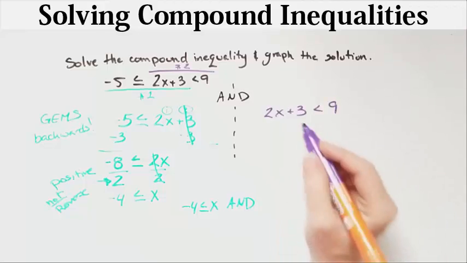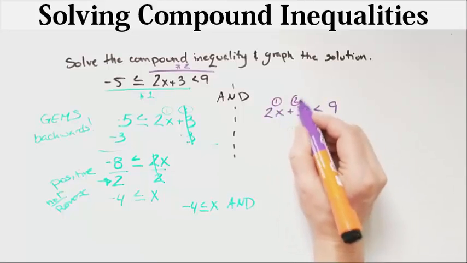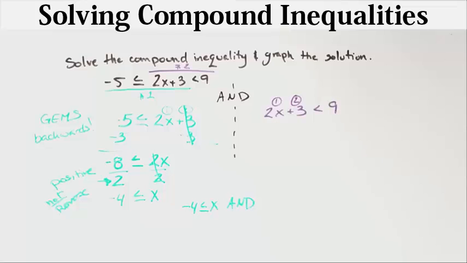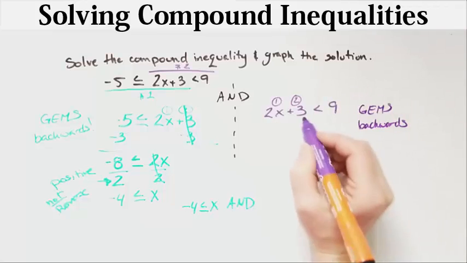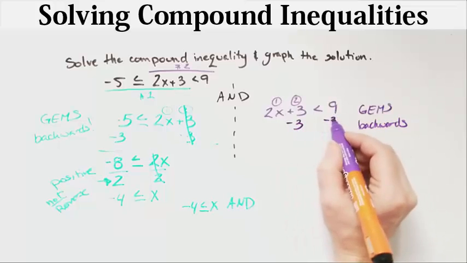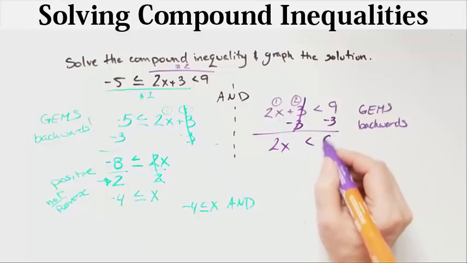For our next problem, order of operations would have said multiply and then add the 3. I'm supposed to do order of operations backwards. So doing order of operations backwards, I need to pair that positive 3 up with a -3. So I have 2x is less than 6.